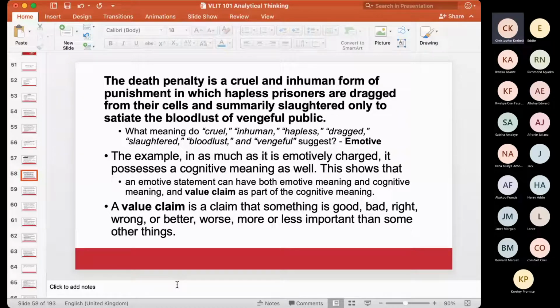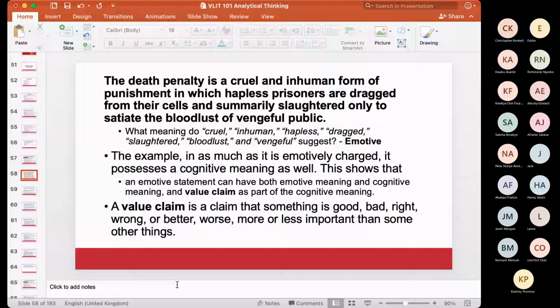This is a classic example of emotionally laden terminology. The example is full of emotion. What is the speaker or writer trying to tell us? He's telling us about the death penalty. And what is he saying about it? He's communicating something very simple about the death penalty.